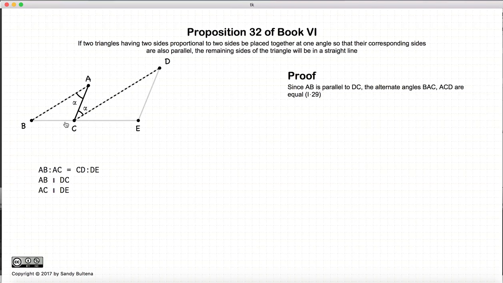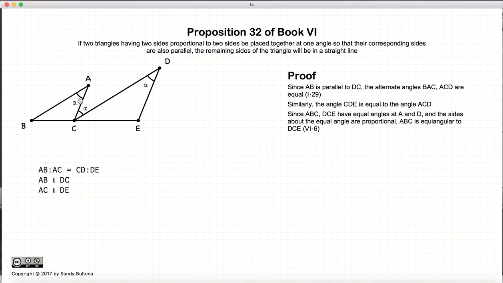So for the proof, now since AB and CD are parallel, and we have a line drawn crossing two parallel lines, that means that BAC and ACD are equal angles, which I'm labeling here as alpha. Likewise, AC and DE are parallel, which means the opposite angles are also equal, so that ACD and CDE are equal, again labeled alpha. So there we have shown that this angle is equal to this angle.